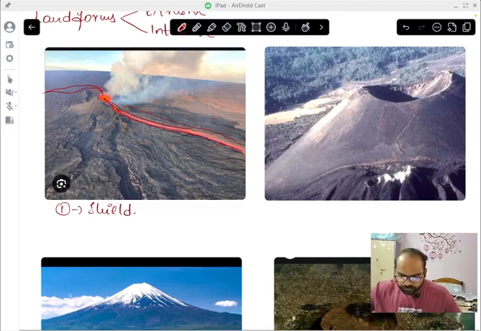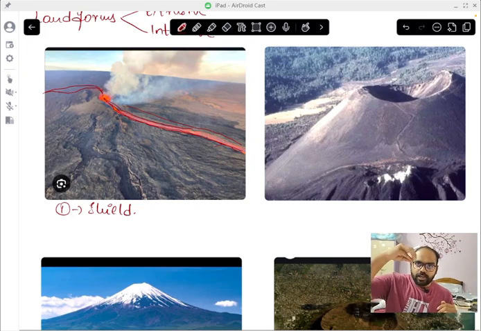It is called a shield volcano. It is one of the largest, in fact the largest volcanoes in the world. There is a shield volcano in Hawaiian Islands. I think its name starts with M. Sorry, I'm not able to recollect it. The base of that shield volcano is 160 kilometers wide. So imagine how long that basalt flows. That basalt flows and solidifies into a shield shaped structure called a shield volcano.